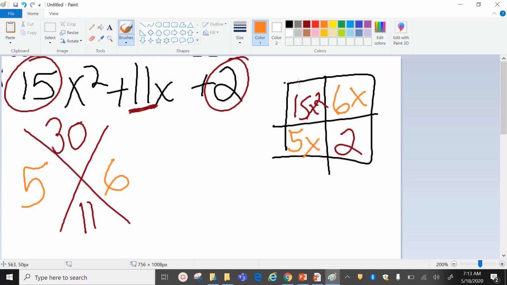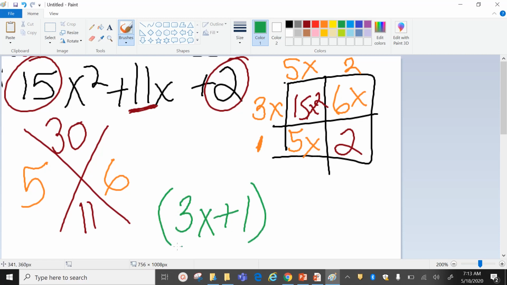All right. So 15 can be divided by 5. So I'm going to put the 5x here. And then when I divide 15 by 5, I get 3. So I'm going to put that there. What times 3 will give you 6? 2. What times 5 will give you 5? 1. 2 times 1 is equal to 2. So I'm good. That's good. So my final answer is 3x plus 1 times 5x plus 2.